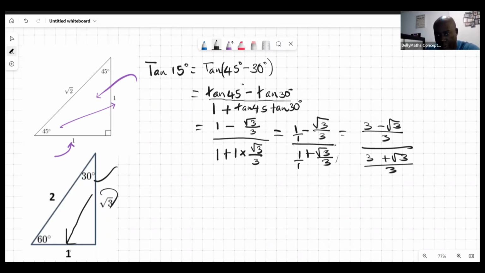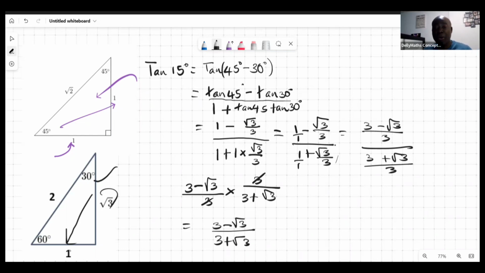And this could go further. What if you wanted to push that further? For example, you have 3 minus the root of 3 all over 3, and that will now be divided, which means if you divide, you could multiply by the reciprocal. So it's going to be multiplied by 3 over 3 plus the root of 3. You could see that this cancels that. We could go further. What I'm having at the top is 3 minus the root of 3 all over 3 plus the root of 3. So it could go on and on.